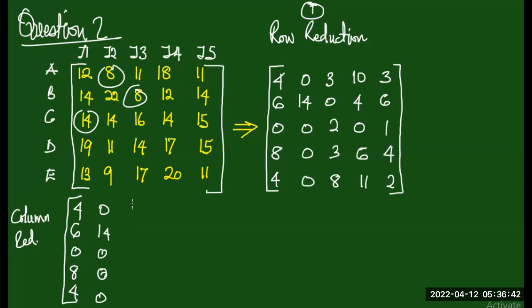3 minus 0, 3. 0 minus 0, 0. So if there is 0, you repeat the same thing. Yes, if you find 0 in that column, you just repeat it. 10 minus 0, 11 minus 0.